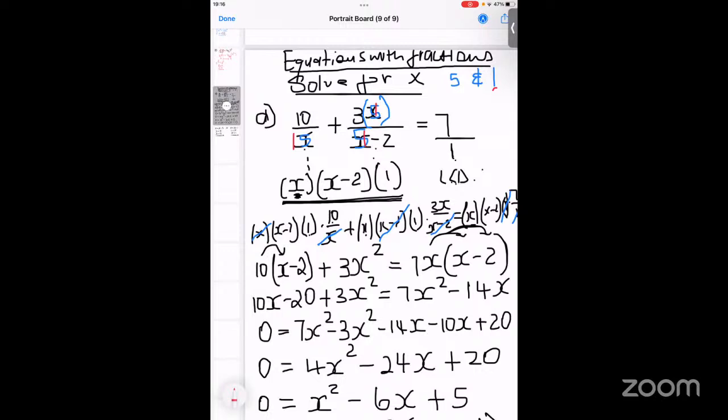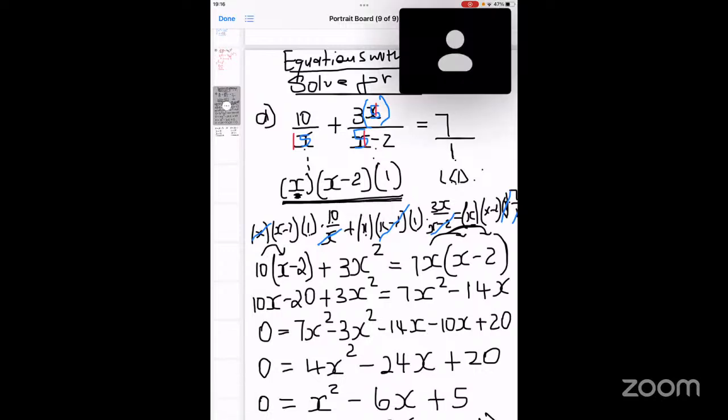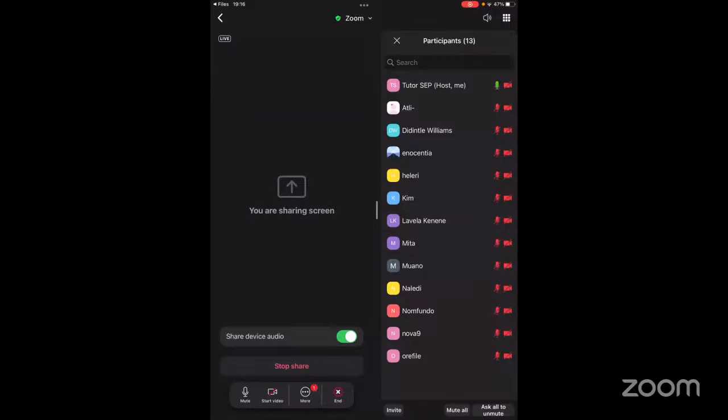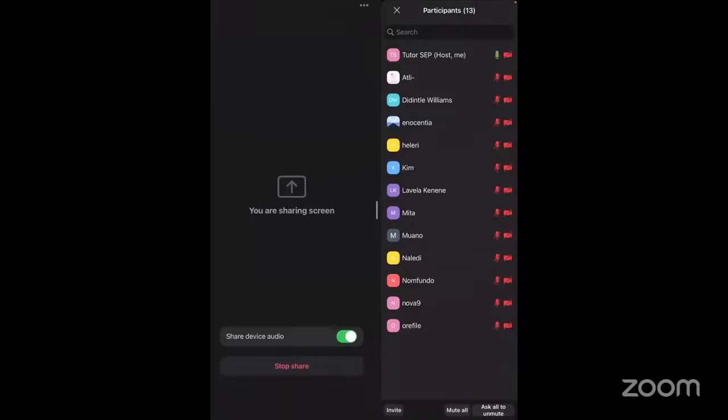Okay, guys, any questions up to this point, or are we all okay? It's a lengthy calculation, but trust me, it trains you in terms of what you need to remember and what you need to do.